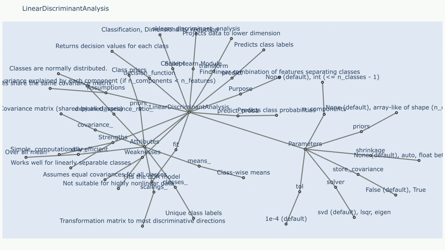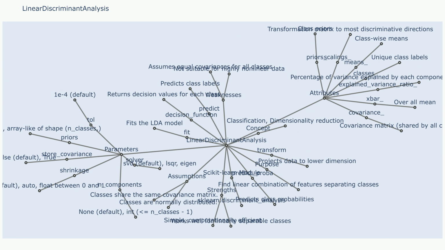Shrinkage controls the shrinkage applied to the covariance matrix, enabling regularization and improving robustness. None is the default, no shrinkage. Auto applies automatic shrinkage based on the Ledoit-Wolf shrinkage estimator. Float specifies the shrinkage parameter. Priors are the prior probabilities of each class. By default, it uses the empirical prior probabilities. You can specify custom priors as an array.